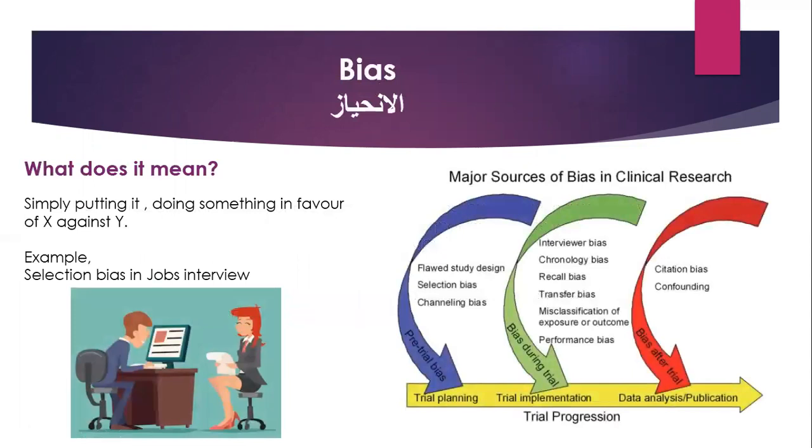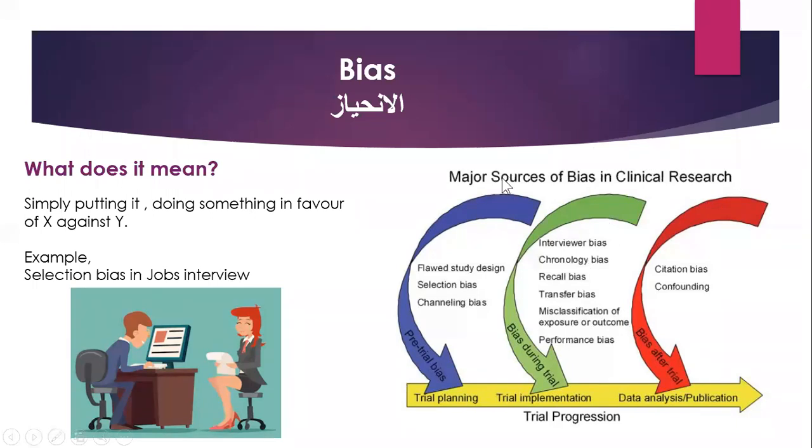So that makes us move on towards bias. What does it mean? I thought I'd put it simply because there is a lot you can read on your own, but simply put, it is doing something in favor of X against Y. So let's say you're doing something and your feeling is towards that, then you try to emphasize it and put your efforts towards it. For example, selection bias. This is very important in your research as well as in your day-to-day life. An example would be during job interviews. If two people know each other and you know one better, then of course that would be partly a selection bias if there are feelings around it.